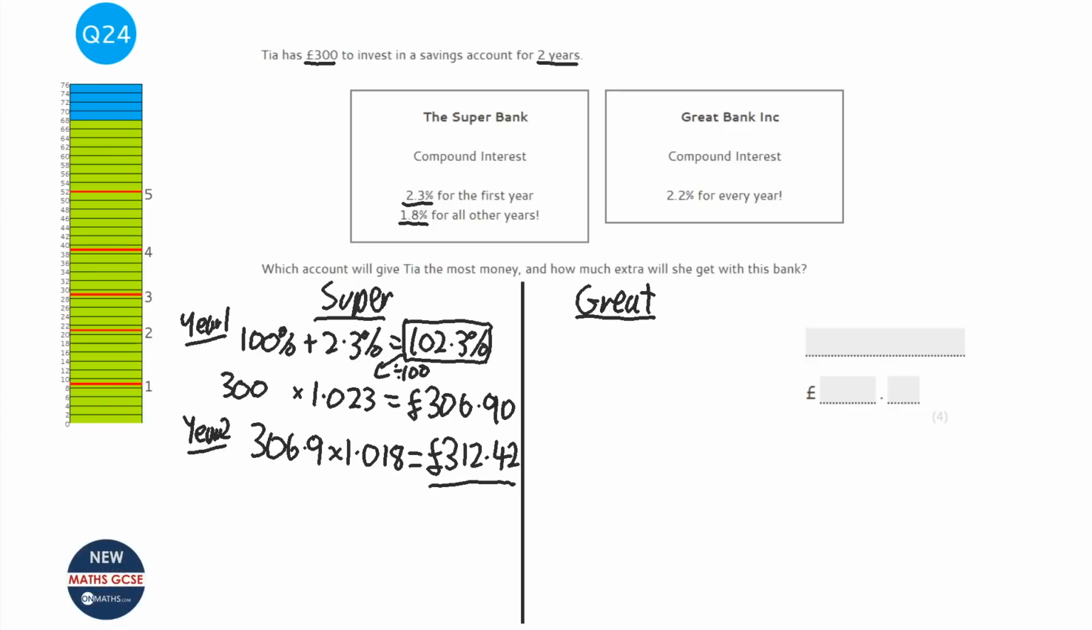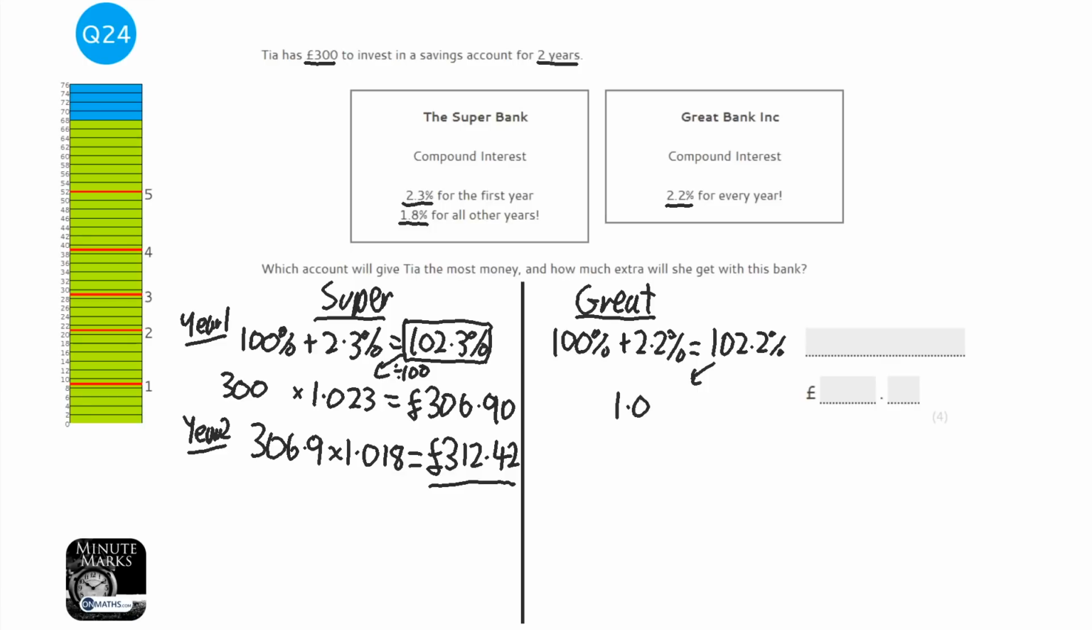Now, the Great Bank's a bit easier because it's just going to stay at 2.2. So let's work out as a multiplier. 100% plus 2.2% equals 102.2%. And then as a multiplier, that is 1.022 by dividing it by 100. So we're going to times that £300 by 1.022.